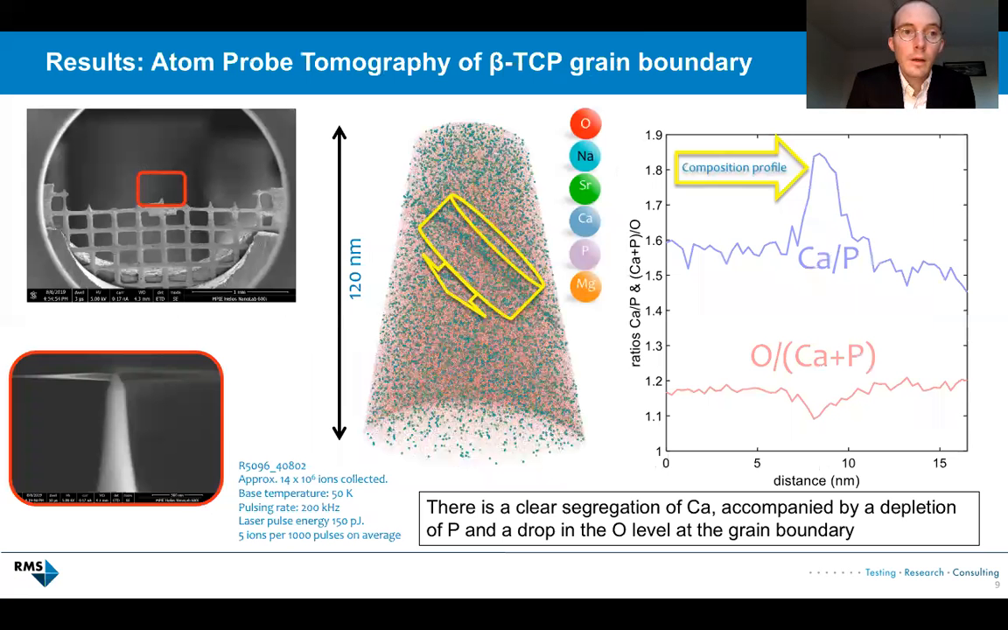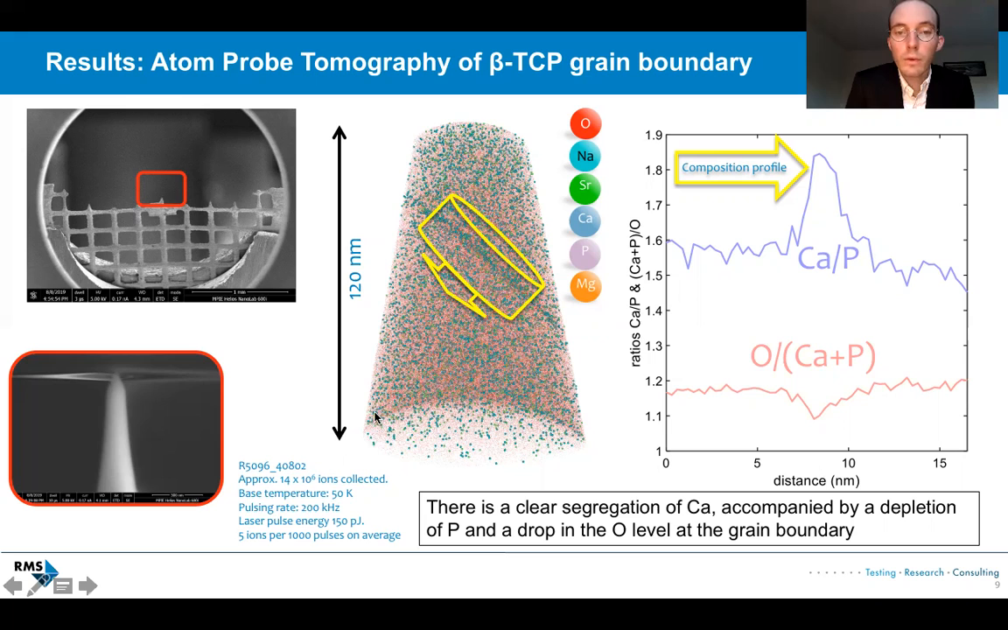As I said, the grain boundaries play an important role for beta-TCP, for its sintering and for its physical properties. That's why we chose to send some cylinders to the team of Baptiste Gault at the Max Planck Institute in Düsseldorf, so that they can analyze some of the grain boundaries in our cylinders. From the cylinders, they cut a tiny microtip, and they were able to analyze it in atom probe tomography with a mass spectrometer.